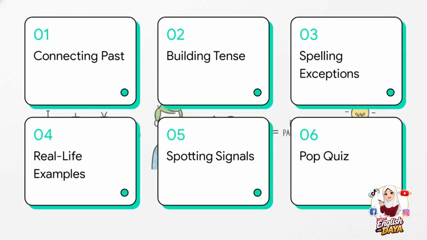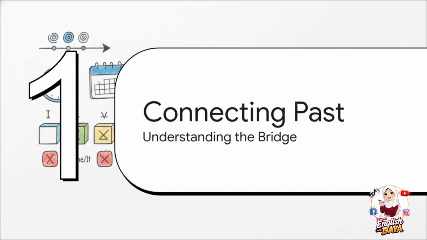Here is our quick game plan for today. 1. Connecting past to present. 2. Building the perfect tense. 3. Tricky spelling exceptions. 4. 5 real-life examples. 5. Spotting the signal words. And finally, 6. A pop quiz to test yourself. Let's get to it. Section 1.